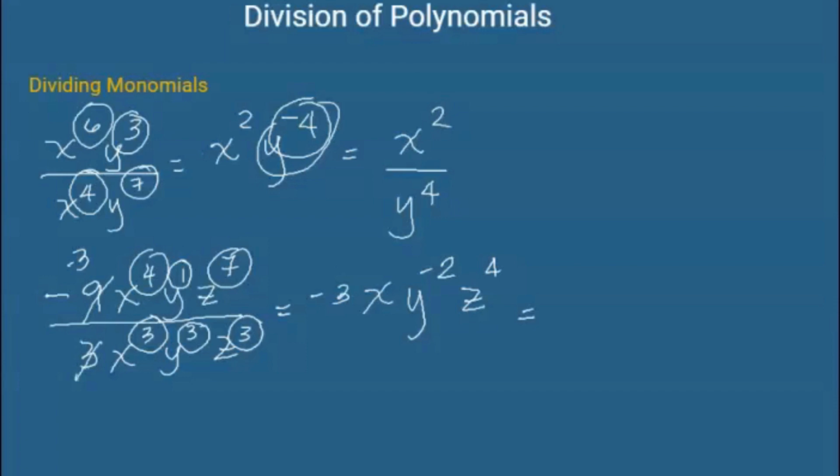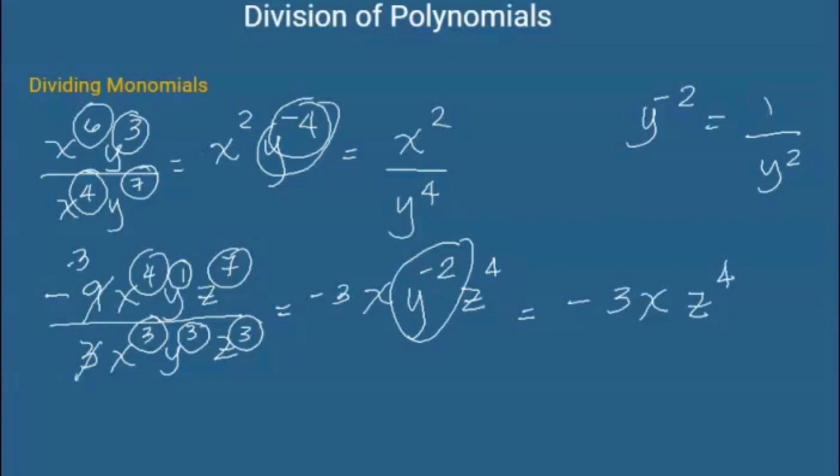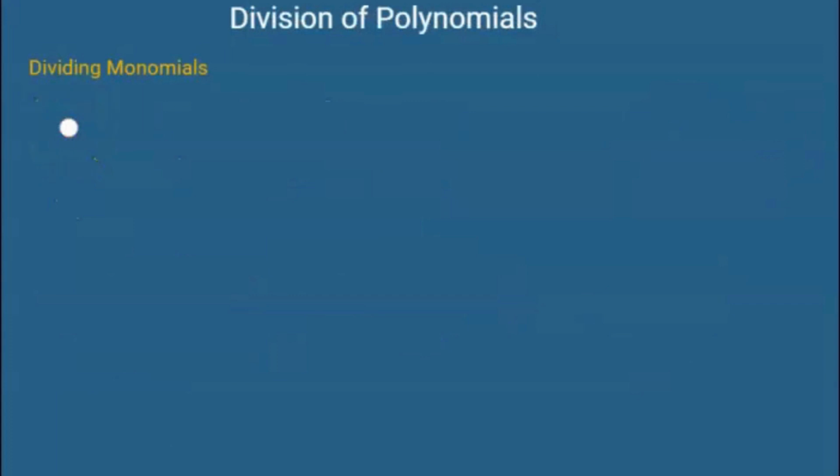Once again, this is not yet simplified because our y variable has an exponent of negative 2. To make this positive, we need to get the reciprocal of y raised to negative 2, which will be 1 over y squared. So the final answer is negative 3 x z to the 4th power over y squared. Okay, next example. Try to do this.